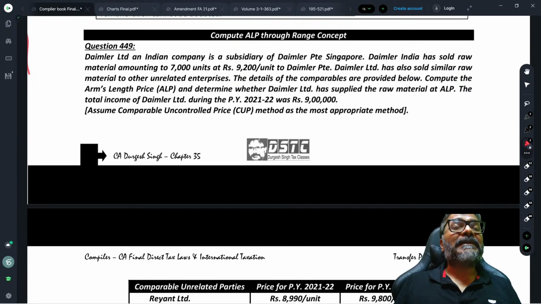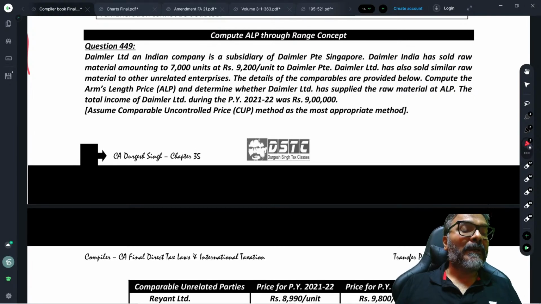Then in that case you will follow the range concept, and on that basis, students, you will determine your ALP. How the range concept will be considered, we'll do right now. But if the comparable size is less than 6, then whatever ALP you have determined by applying the most appropriate method on those comparables, you will simply go with the arithmetic mean.